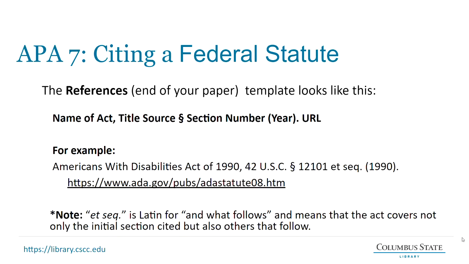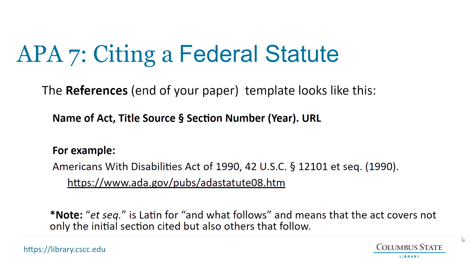And in your reference list, federal or state statutes should be formatted as follows: name of act, comma, title source, section symbol, section number, parentheses, year, close parentheses, period, URL. The template for federal or state statutes, laws, and acts is name of act, comma, title source, section symbol, section number, parentheses, year, close parentheses, period, URL.